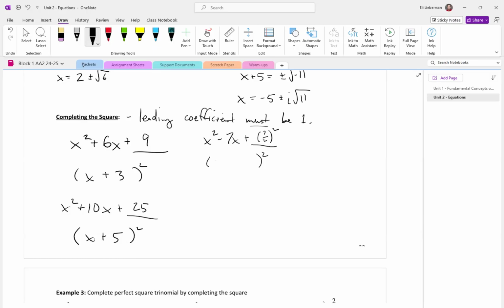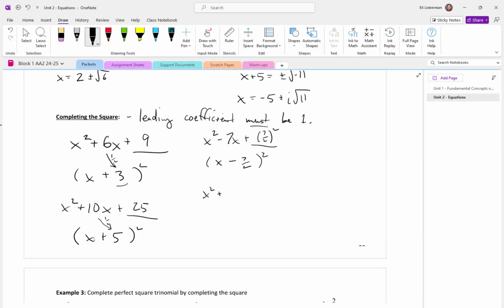So now when I write this out, it's going to be x. In this case, it's going to be minus, isn't it? x minus 7 halves. That number is always half of this, isn't it? Always half of that. And the other number, the filling in the blank, is the square of it.